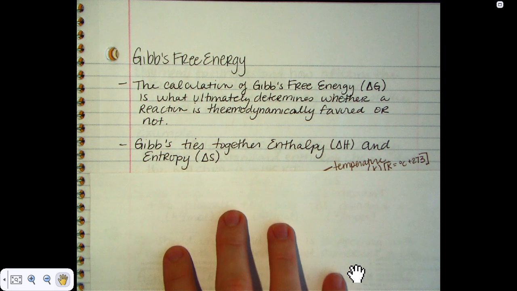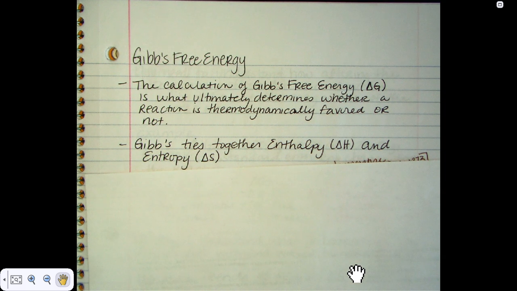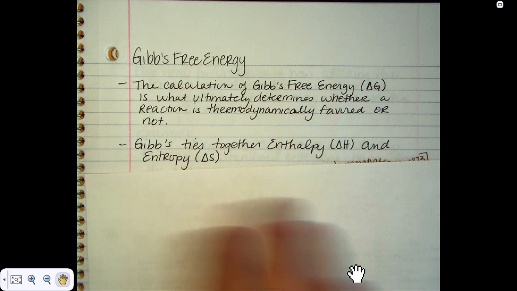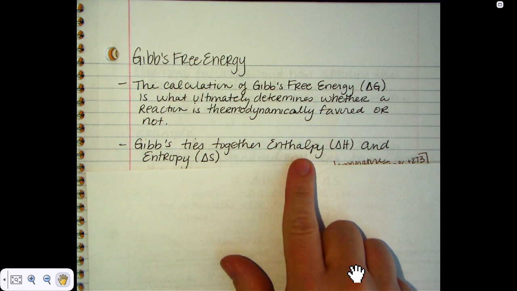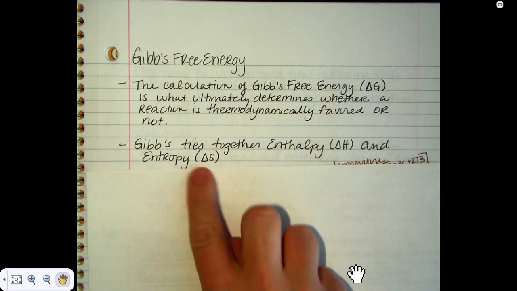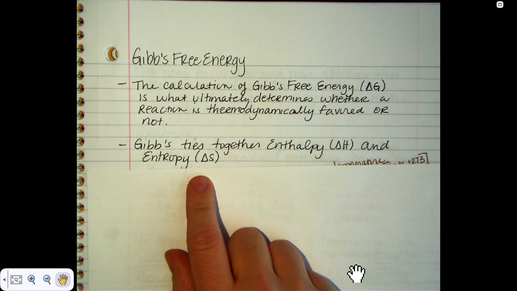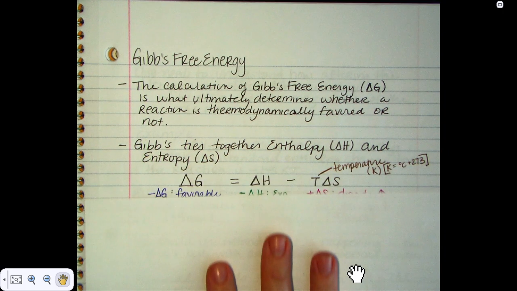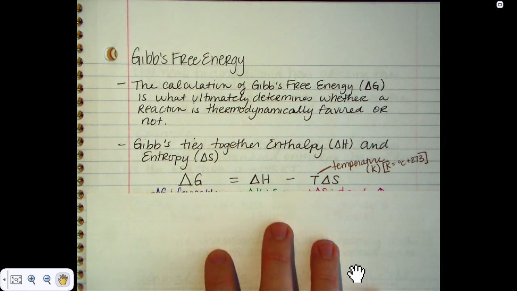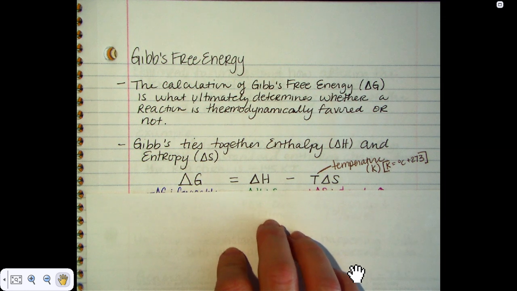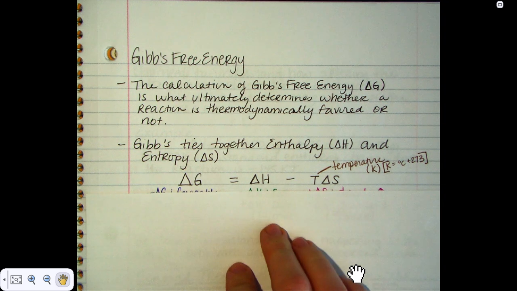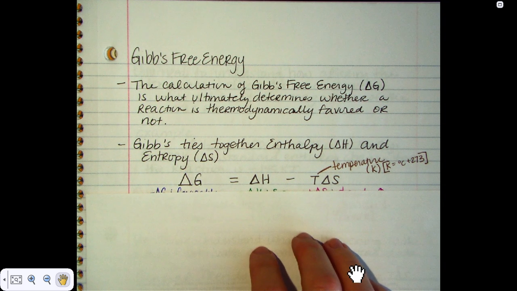So, like I said, Gibbs ties together the enthalpy, the delta H, and the entropy, the delta S. So remember whether something is going to be endo or exothermic, and whether something is going to be increasing or decreasing in disorder as the reaction proceeds. So the equation that we're going to be using here is delta G is equal to delta H minus T delta S. And that T there is going to be the temperature.